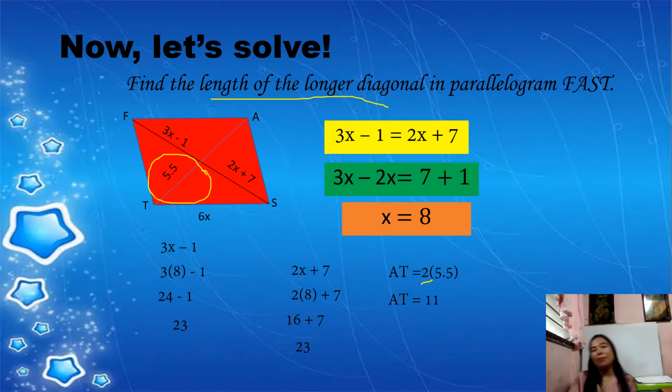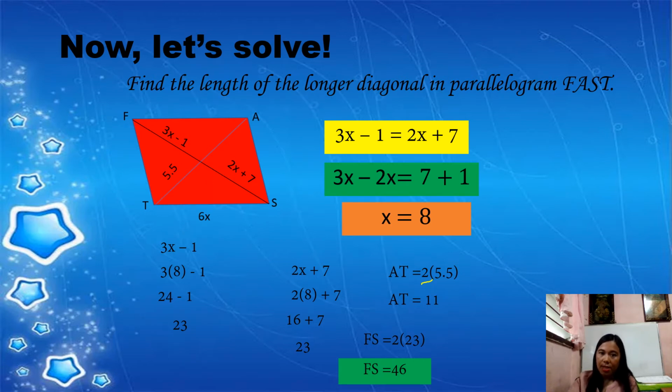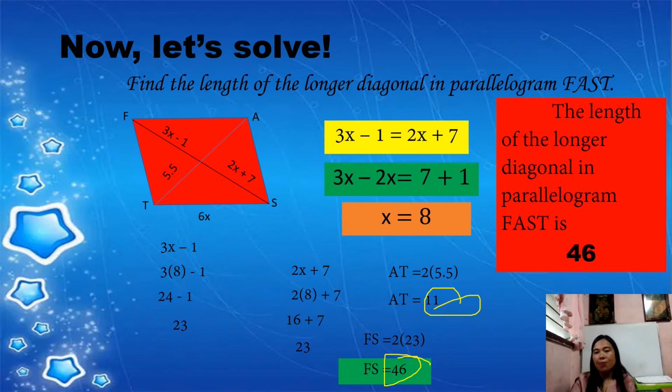Now, another problem is the measure of FS. Since we have solved already half of it as 23, we can also multiply 23 by 2 to get FS. Now, 2 times 23 is of course 46. So which of the two, let's erase it first. Okay, so now which of the two is longer, 11 or 46? Yes, of course, it's 46. So the answer to this problem is the length of the longer diagonal in parallelogram FAST is 46.